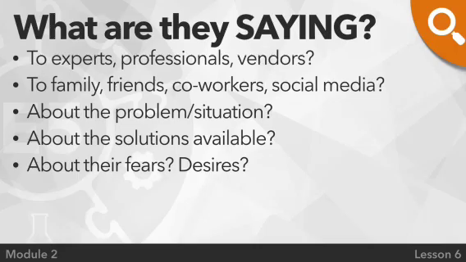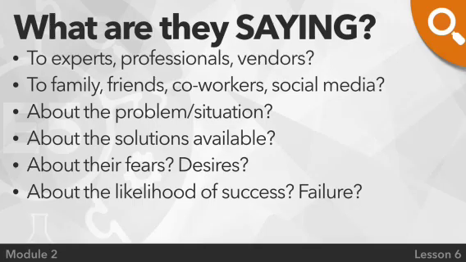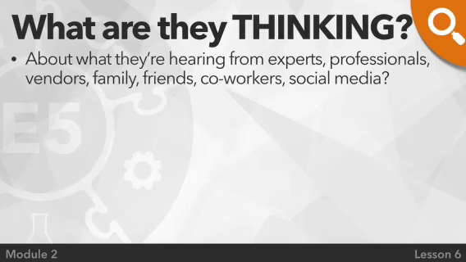How are they articulating what it is that they desire, what it is that they fear? How are they describing the thing that they desire, the ideal solution? How are they describing the solutions that are out there, that are available right now, right? And what are they saying about the likelihood of success or failure, about their future, right? And then what are they thinking? What are they thinking about what they're hearing and seeing from experts, professionals, vendors, family members, friends, coworkers, social media?